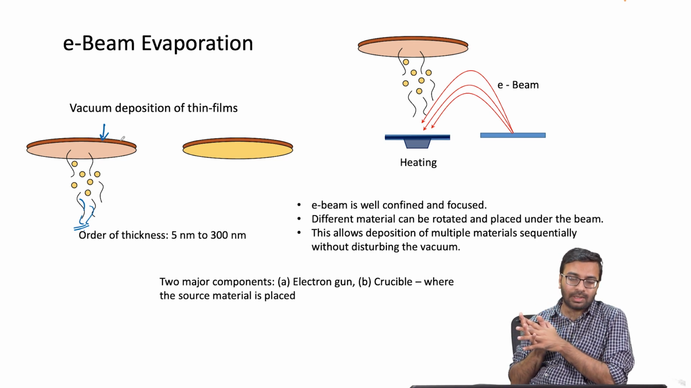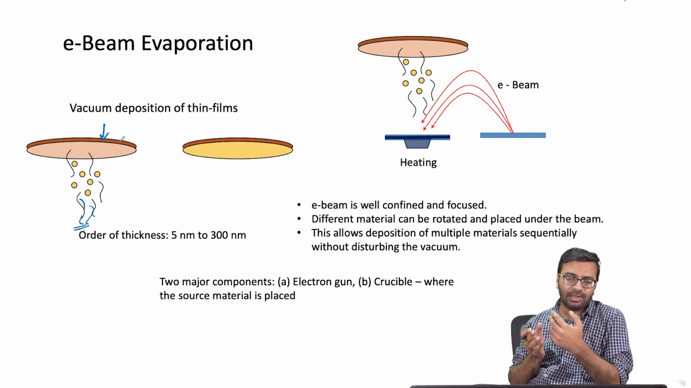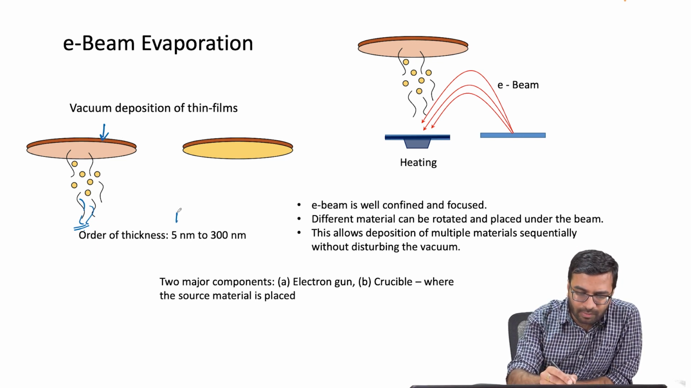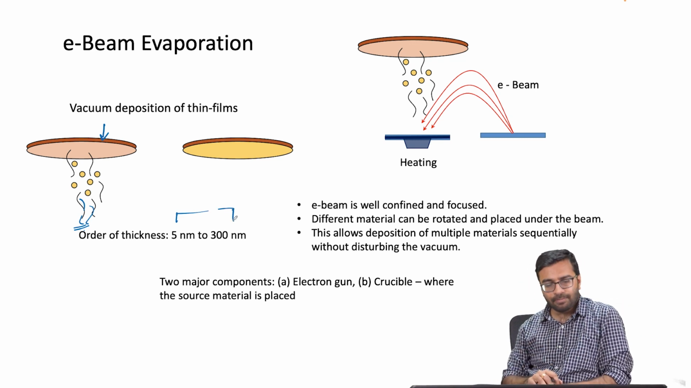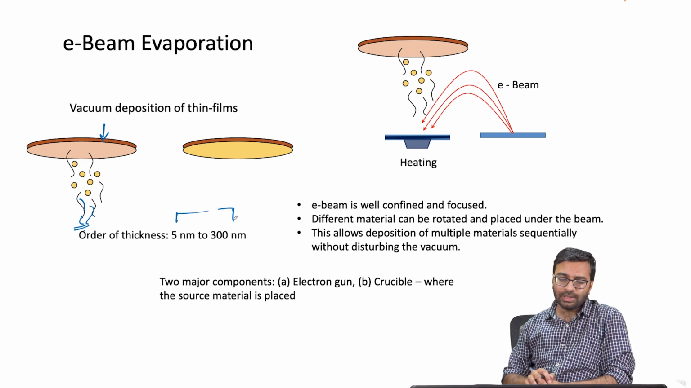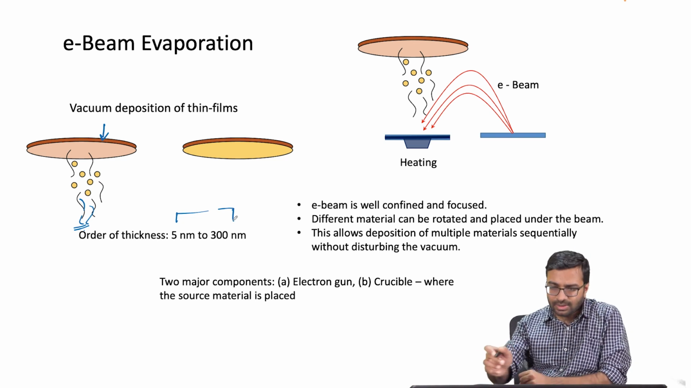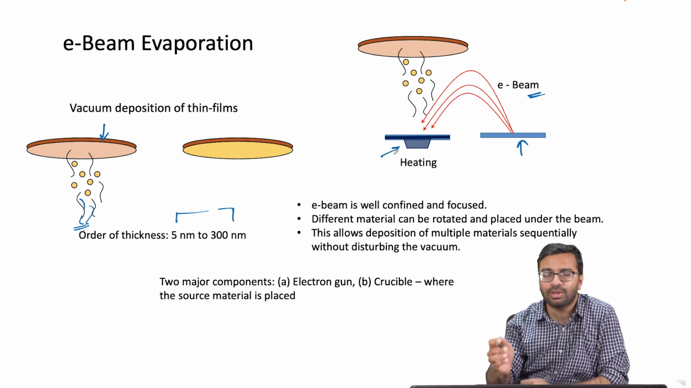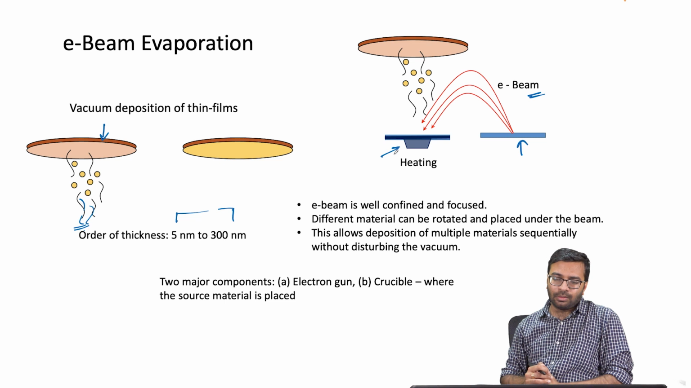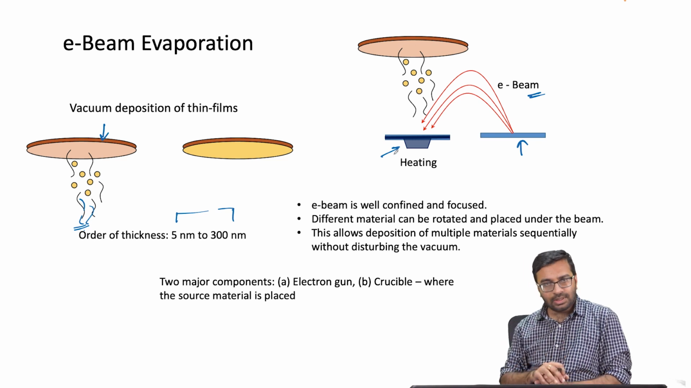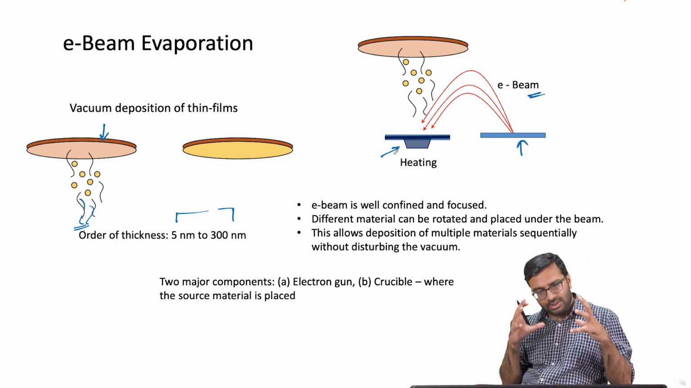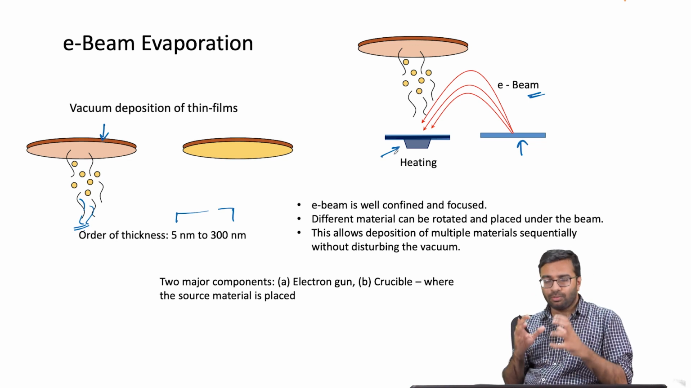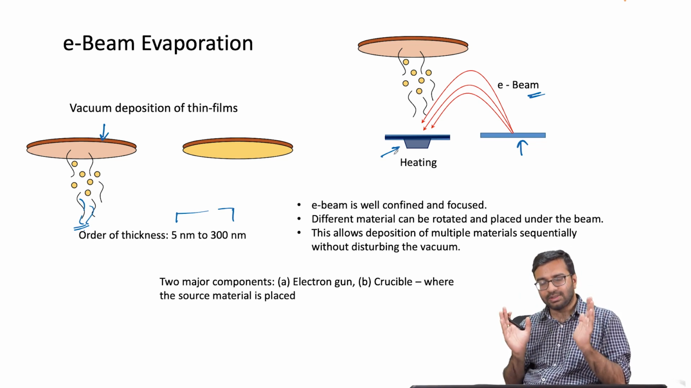You can have a thin film of 5 nanometer to 300 nanometer using this technique. So, it has two major components. One is the electron beam or the source of electron beam, and another one is the crucible, where you keep the source material. So, electron beam is well confined and focused, as we have seen, because this process is also a high vacuum process. So you have to put the entire system inside a vacuum chamber.